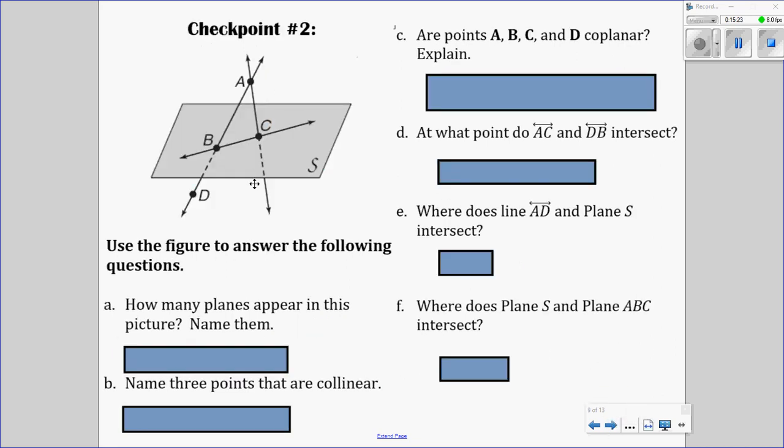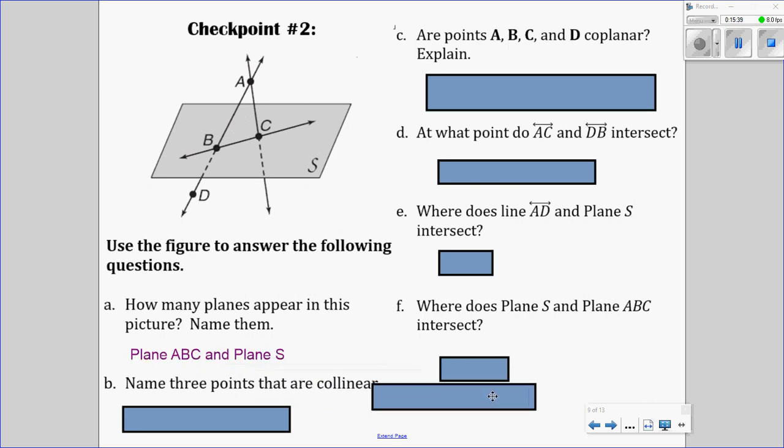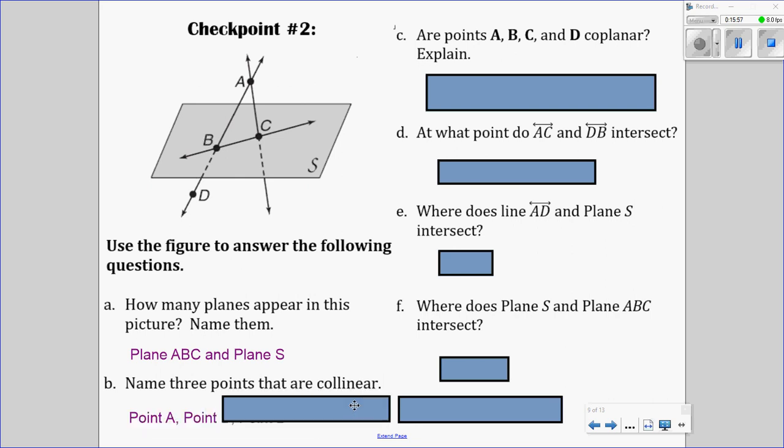Same thing with checkpoint 2. We'll go through this quickly. How many planes appear in this picture and name them? We got this as a plane, because you need at least 3 points, and then we have this plane. So there's 2 of them, and it's plane ABC and plane S. Name 3 points that are collinear. We're looking for a line, and we're looking for 3 points that are on that line. So we got point D, point B, and point A. They're all on the same line.